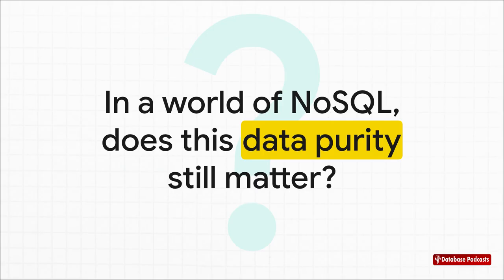We just spent all this time talking about the highest levels of formal data purity. But let's be real. We live in a world of flexible schemas, of NoSQL, of schema on read. So does this kind of rigorous, upfront design still have a critical role to play? What do you think the right balance is?